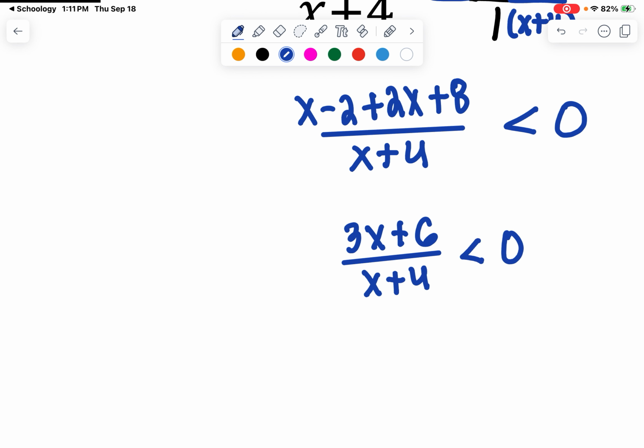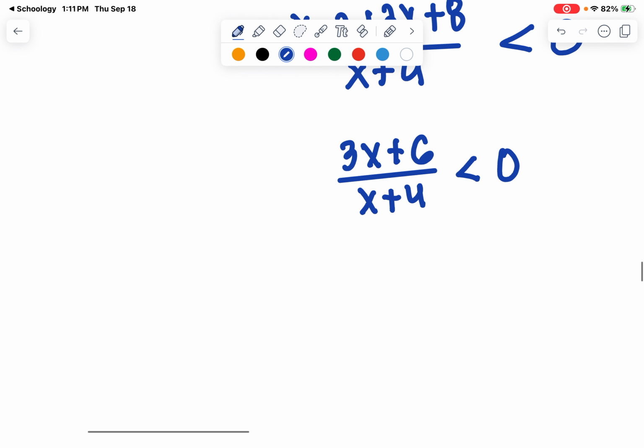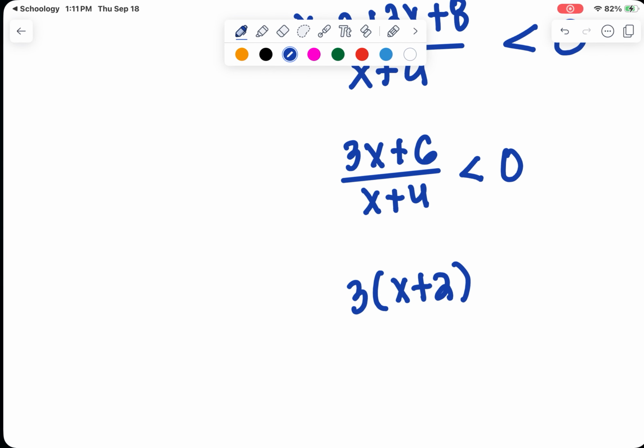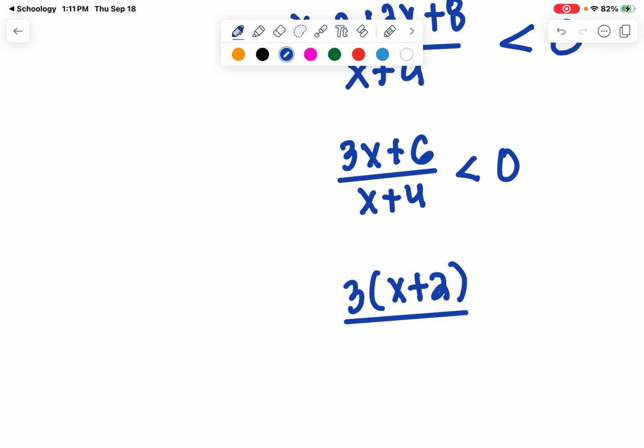Less than 0. And now I want to factor it if factorable. This is factorable. There's just a GCF of 3. But I'm still going to factor it because I like to be consistent. But if you didn't, life would go on. Okay. X plus 4 down here. Voila. Okay. So restrictions. X cannot be -4.